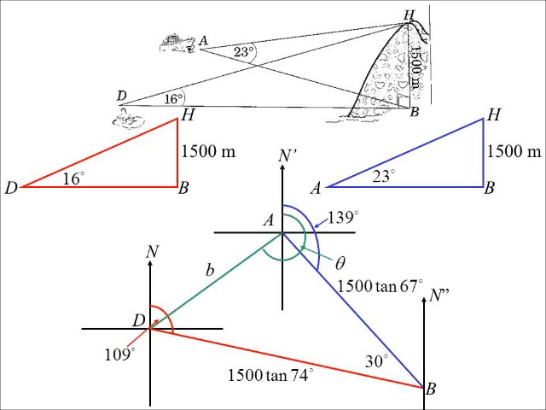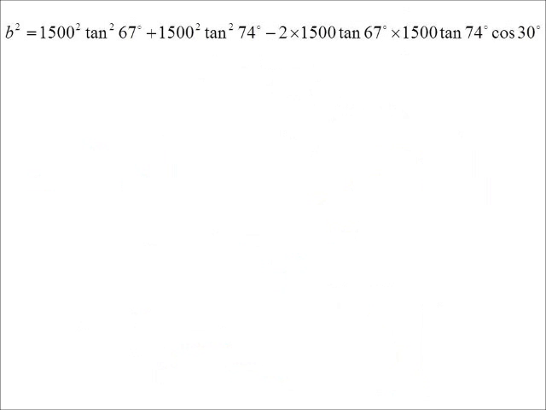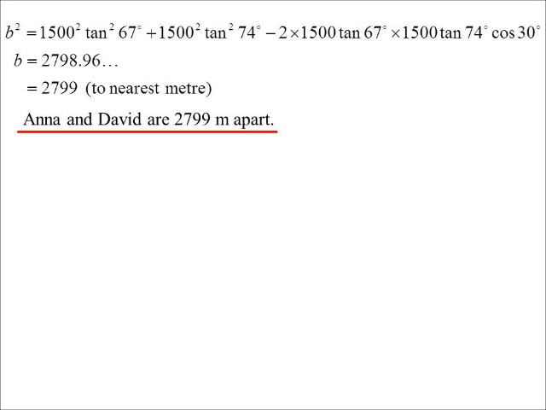So, let's put it into the cosine rule. 1500 squared, can't be bothered working out what that is, I'll leave it as 1500 squared. Tan squared 67 plus 1500 squared tan squared 74 minus 2 times 1500 tan 67 times 1500 tan 74 cos 30. Well, that's nice. There's another 1500 squared there. Once we put that all into our calculator, to the nearest metre, we've got that distance is 2,799. All right, you also wanted us to find the bearing, so the angle.